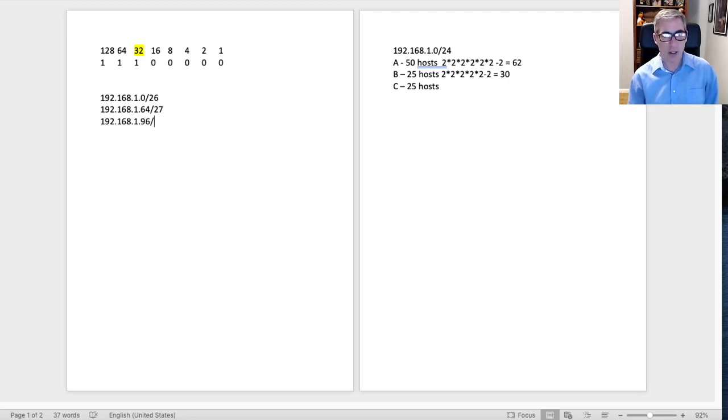192.168.1.96. Well, again, we don't know the size, although it is the same size. We'll do another /27 and 192.168.1.128. This is the same thing that we have here, because I made this one simple. We'll do an example that's a little more complicated. So now the rest of this is exactly the same.